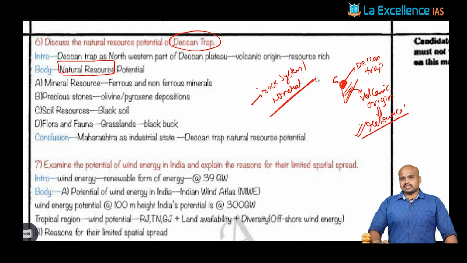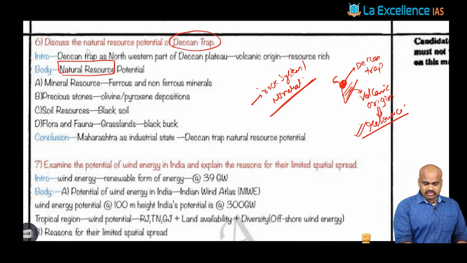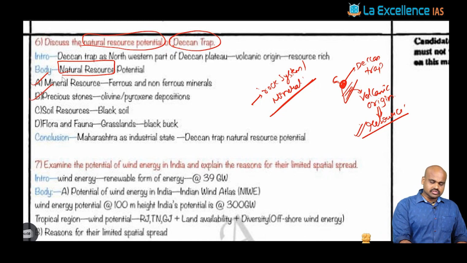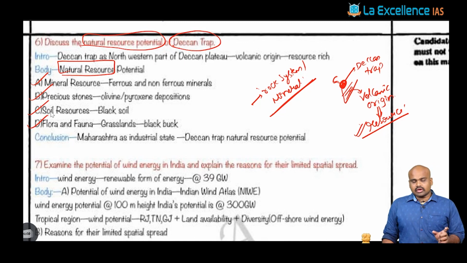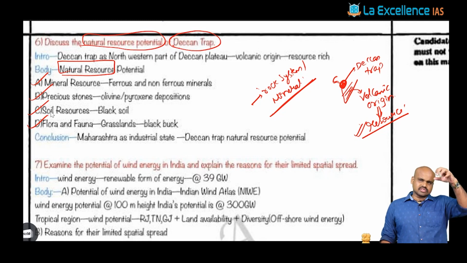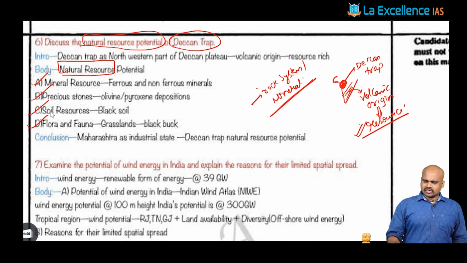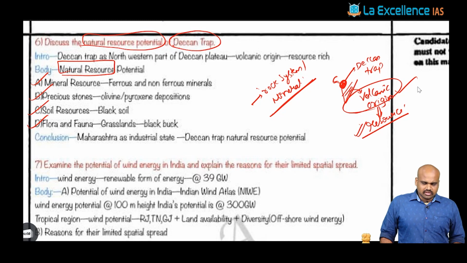It is talking about the other aspects, for the reason that's why it said natural resource potential. And this natural resource potential would include your mineral resources, it would also include your precious stones, the soil resources, and the flora and fauna that is existing. That has to be understood, for the reason that under such exam pressure, what you would feel is that it is only talking about the mineral resources, for the reason that you know that any volcanic origin will have a mineral rich region, mineral resources.